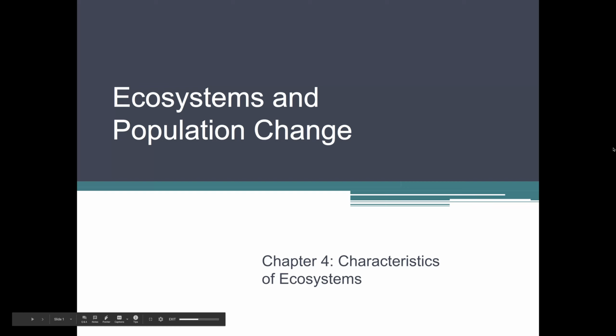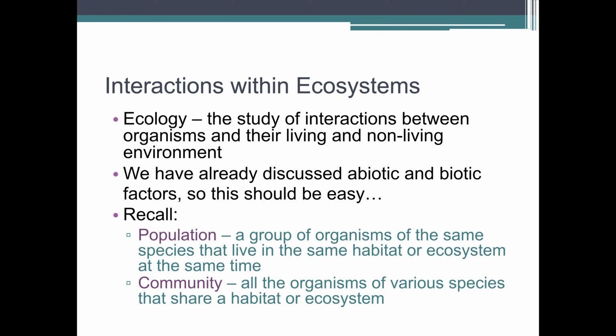Okay, here are your chapter 4 notes. So chapter 4, we're looking at ecosystems and population change. To start with, we have to look at the characteristics of an ecosystem. So interactions within the ecosystem, so some things we need to know.